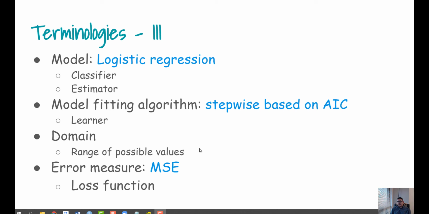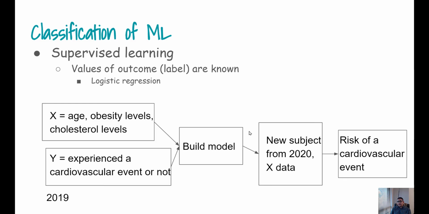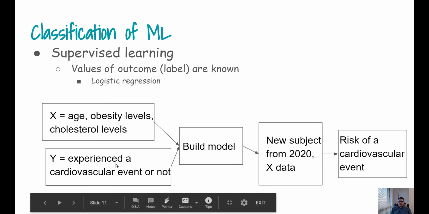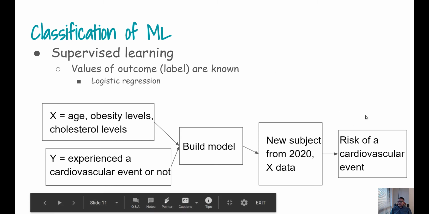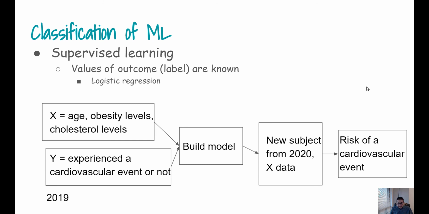Alright, so now that we are familiar with some of the machine learning terminologies, let us talk about some of the types of machine learning algorithms that we can have. The first type is supervised learning. In supervised learning, we generally know the labels of our outcome. So in this type of modeling, we will know what the possible values or labels of the outcome are. Whether a person has a cardiovascular event or not are the possible labels or values of our outcome. Say, for example, let us consider a situation where we are interested in finding out the risk of a cardiovascular event for some person who got admitted to St. Paul hospital this year.